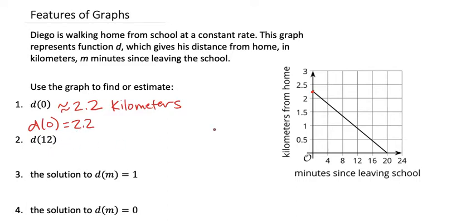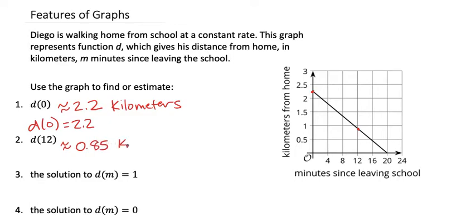Number 2 is d of 12. So I'm finding where 12 is the x coordinate, and I'm finding the y coordinate of that point on the line. Now again, I'm going to have to use some estimation here. It looks like it's between 0.5 and 1, and closer to 1 than to 0.5. So you could say something like 0.8 or 0.9 or 0.85. That's what I'll go with.